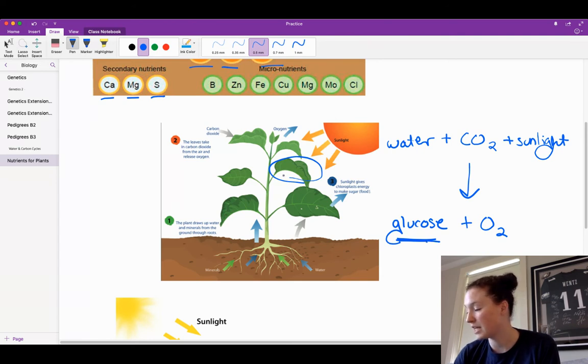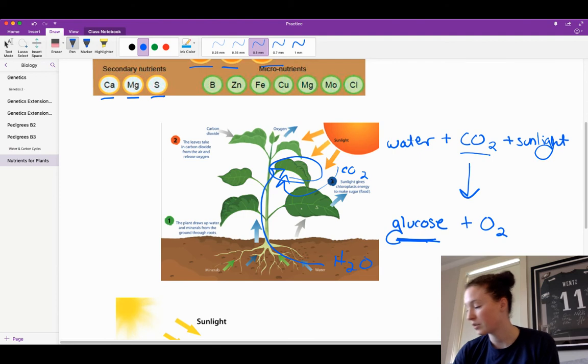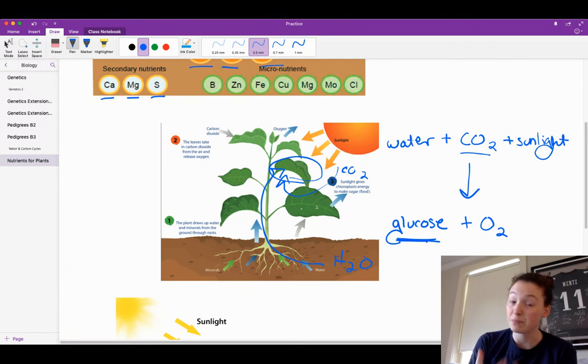Sunlight comes in. They use a pigment called chlorophyll to capture that sunlight. They take carbon dioxide from the air through their stomata. They take water that comes up through their roots. All right. So I'll put CO2 here, water here. All right. And there's parts of the plants in the leaves that do the process of photosynthesis.